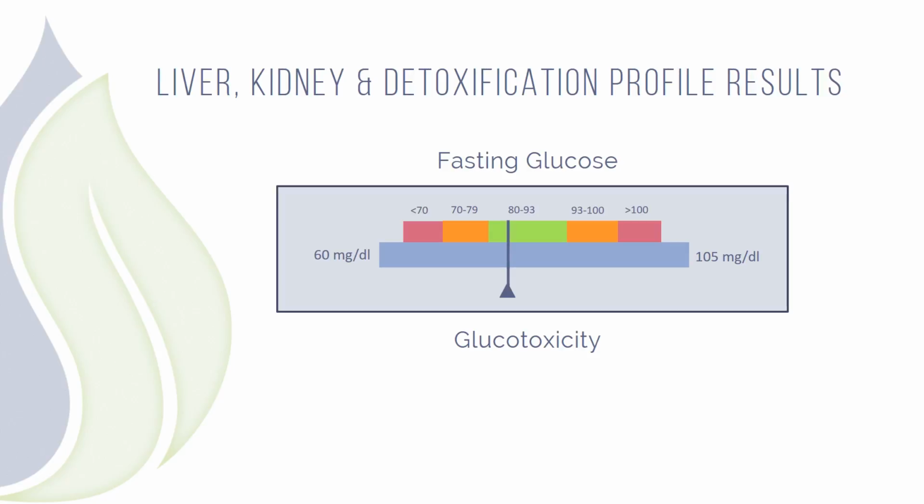The laboratory reference range for glucose is 60 milligrams per deciliter on the low end and 105 milligrams per deciliter on the high end. DestinyWell has the ranges set tighter.